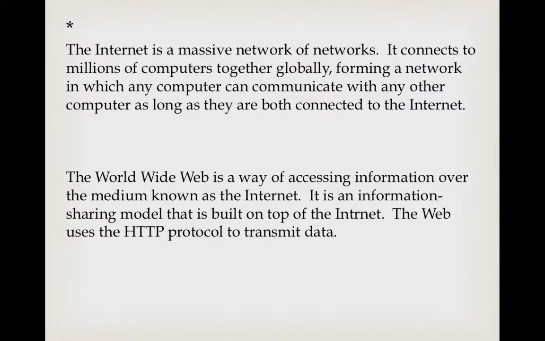So the internet is a massive network of networks. It connects to millions of computers globally, forming a network in which any computer can communicate with another computer as long as they are both connected to the internet. The World Wide Web is a way of accessing information. So there's a difference there. The internet's the network. The World Wide Web is the way we access the information, and it webs it all together.